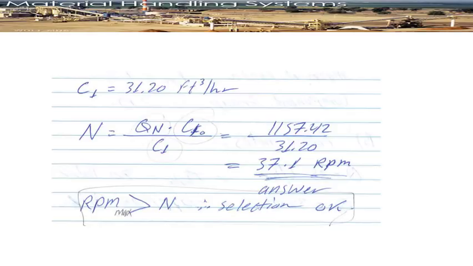Now, to check if this one is acceptable, the maximum RPM, which was 45, is more than the RPM value we got in the calculation. That means that the 16-inch diameter screw is going to be suitable to do the work for us. Okay, now at this stage, this will be your final answer where you are going to get the marks for.